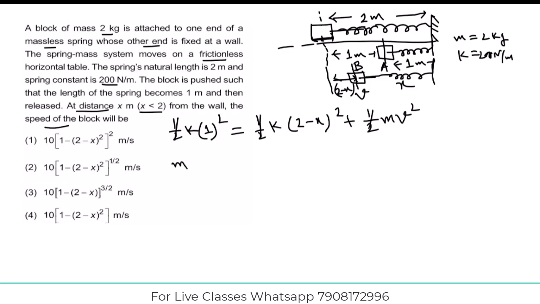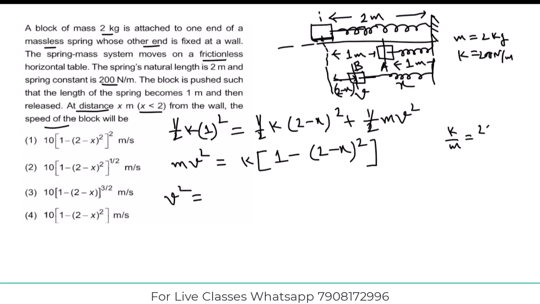So m v square is equal to k, take k as common, 1 square is 1, minus (2 minus x) whole square. So v square is k by m times that. Calculate k by m: k is 200 and m is 2, so 200 by 2 is 100. So v square equals 100 into 1 minus (2 minus x) whole square.